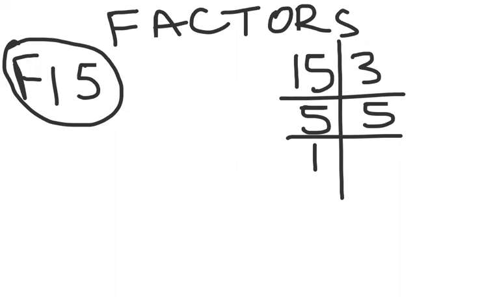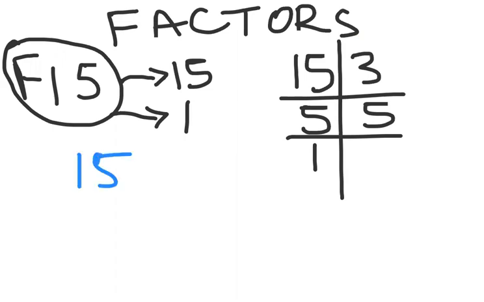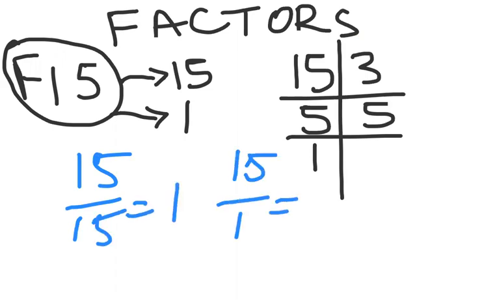But before we write that, for any number, if you want to write the factors of a number, the number itself is a factor, and 1 is always a factor. So always write 1 and the number itself, because 15 can divide by 15, and that answer gives us 1, and 15 can divide by 1, and that answer gives us 15. So that's why you can do it like that.